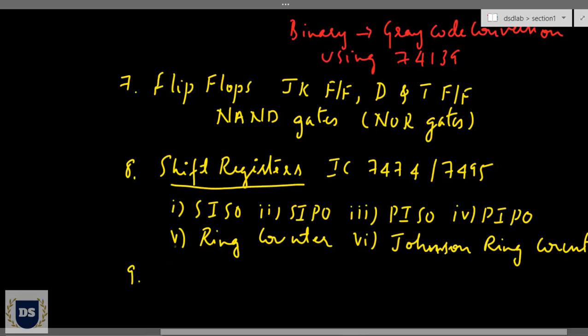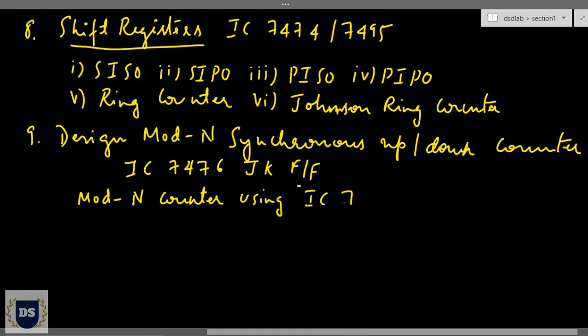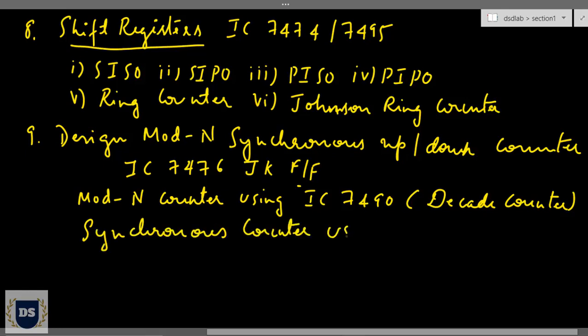Moving on to your experiment number 9, where we'll be designing mod n synchronous up counter and down counter, and we'll be designing this mod n counter using IC 7476 JK flip-flop, and we'll also design mod n counter using IC 7490, which is also called the decade counter, and finally we'll design synchronous counters using IC 74192. These three experiments when grouped together form your experiment number 9.